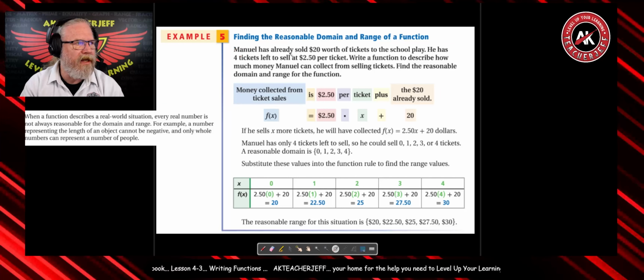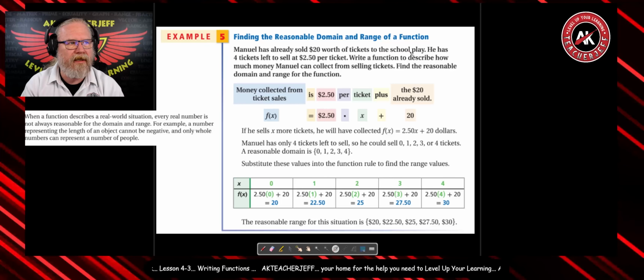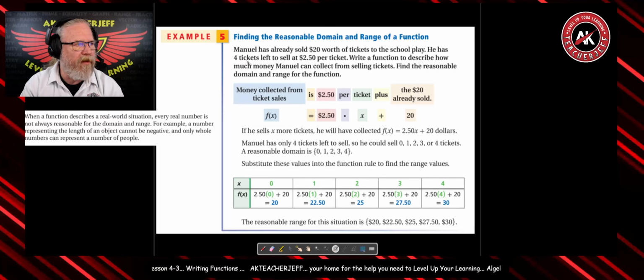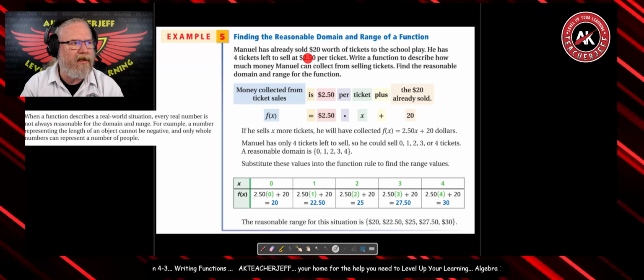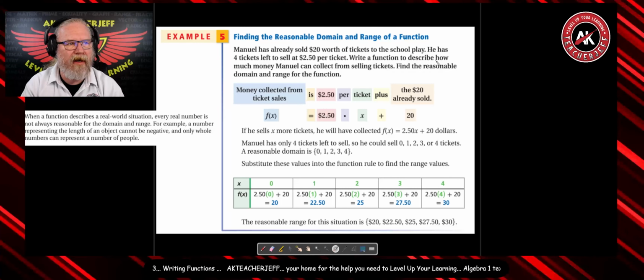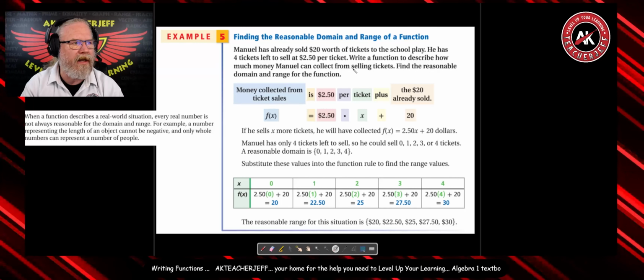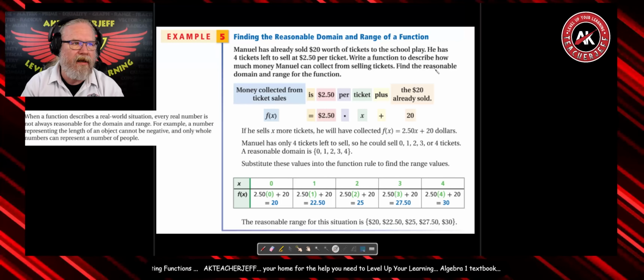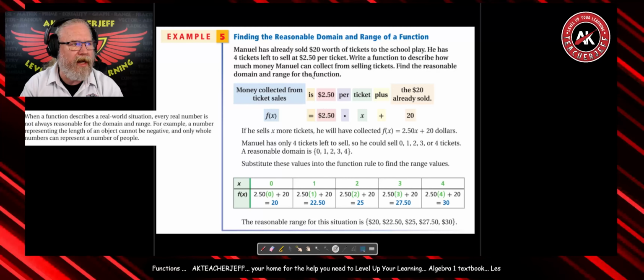problems. So Manuel has already sold $20 worth of tickets to the school play. He has 4 tickets left to sell at $2.50 per ticket. Write a function to describe how much money Manuel can collect from selling tickets. Find the reasonable domain and range for the function.